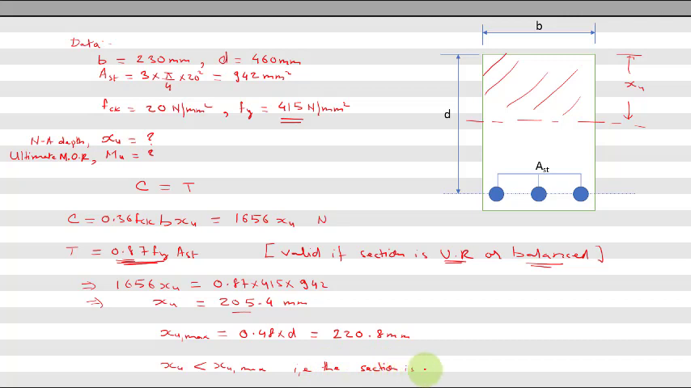So Xu is less than Xu max, that is, the section is under reinforced. So you have an under reinforced section. Now if I want to compute moment of resistance, how can you compute it? You have to do Mu equal to C into lever arm, or it can be T into lever arm. What is the value of lever arm? Z. So Z will be d minus 0.42 xu. So this is your lever arm. You can compute this lever arm because you have the value of d and the value of Xu, which is 220.8. You know what the compression force is, so using that you can compute, or you can compute with tension force also. I hope you can do this.